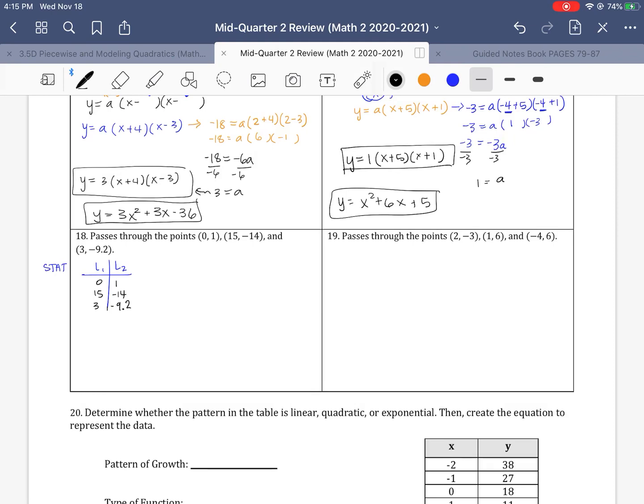Again, those steps are in section 3.6 of your notes. So once you have that in, right, then we go to stat again, and you go over to calculate and click number 5, quad regression.